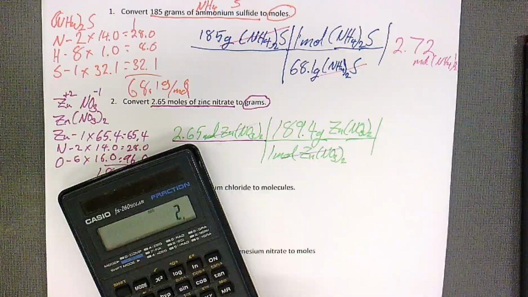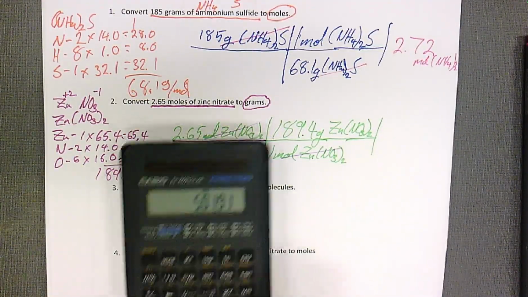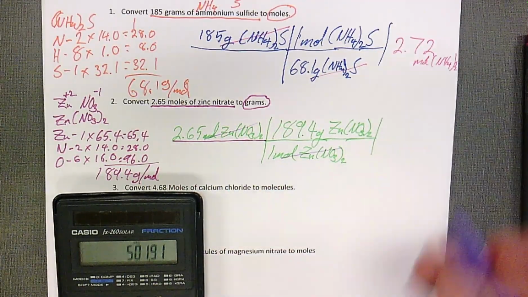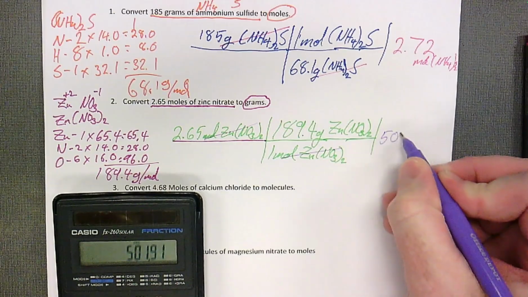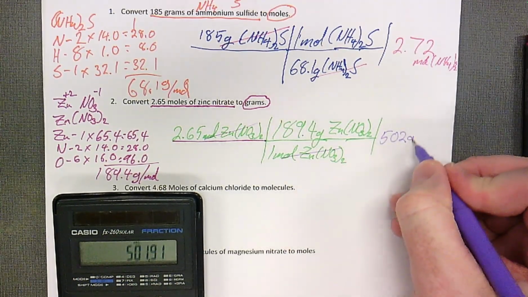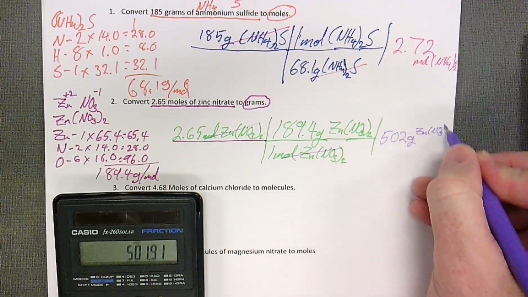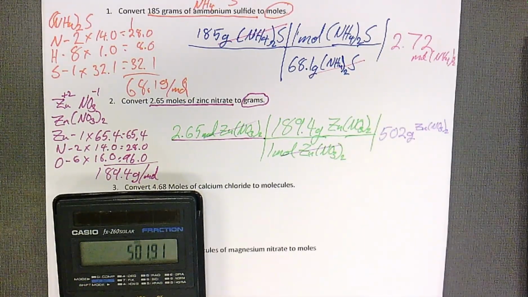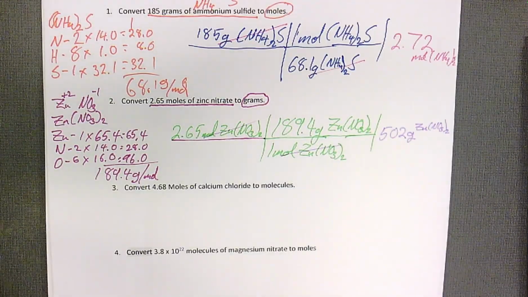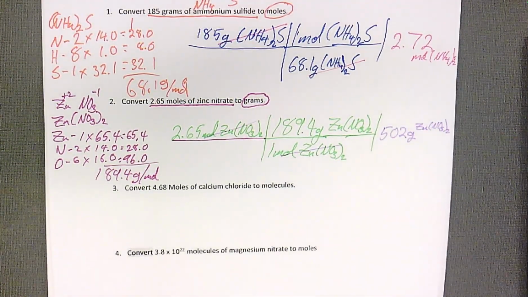So we're just going to go, oh, I've already got it in there. 189.4 times 2.65 equals 501.91. How many numbers do I need to keep? 3. So I just go to 502. What's my unit? Grams of zinc nitrate. All right? Is that super difficult? No. Okay, let me pause the video and we're going to do a couple practice problems and then we'll come back together.